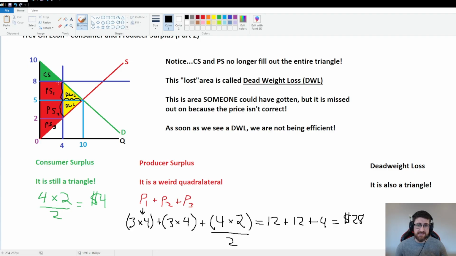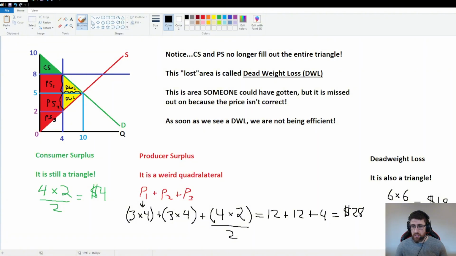So our base is from 2 up to 8, which is 6. Times a height of 4 to 10, which is 6, and then we'll divide by 2. So 6 times 6 is 36, divided by 2 is 18, and we are done. We've found out all our areas.